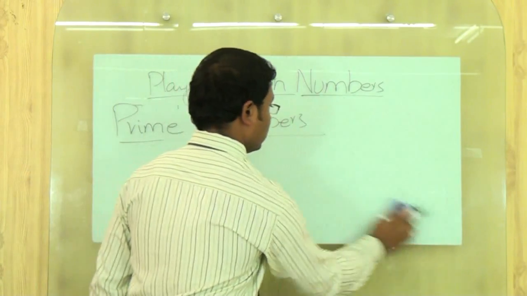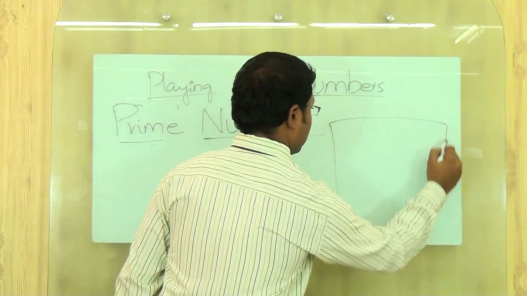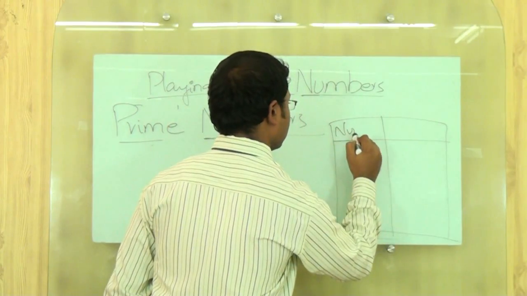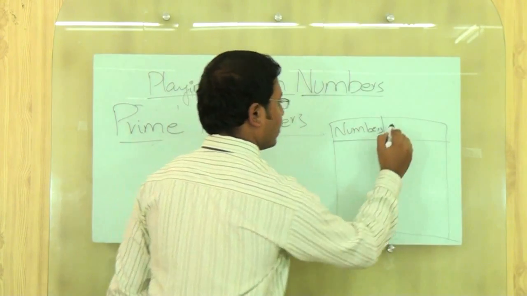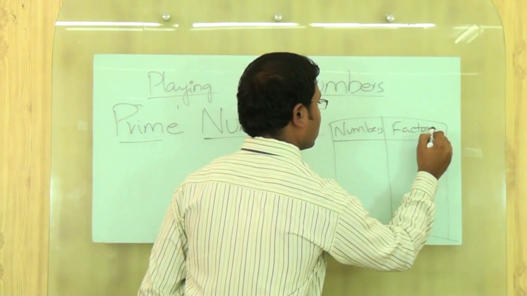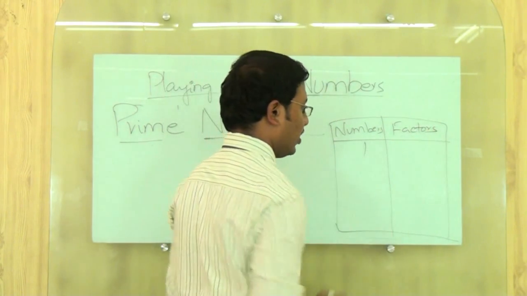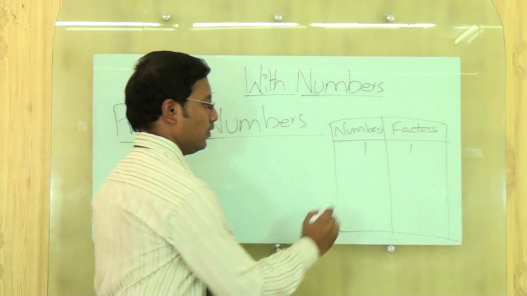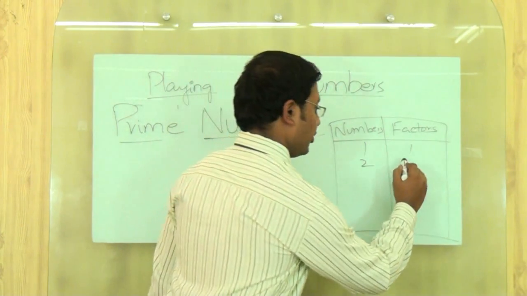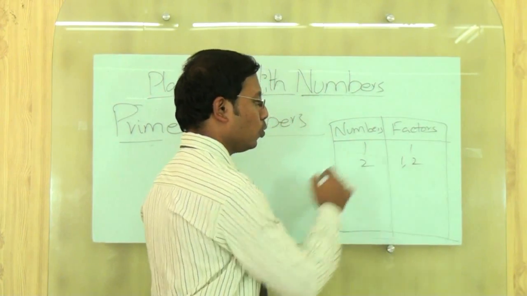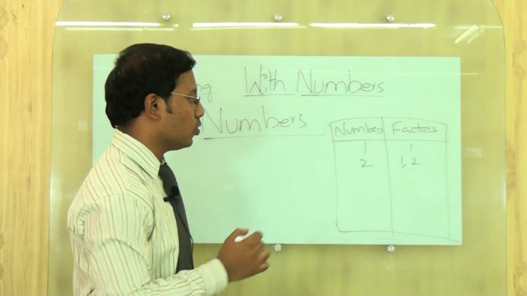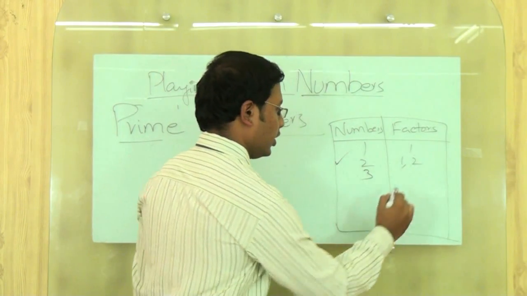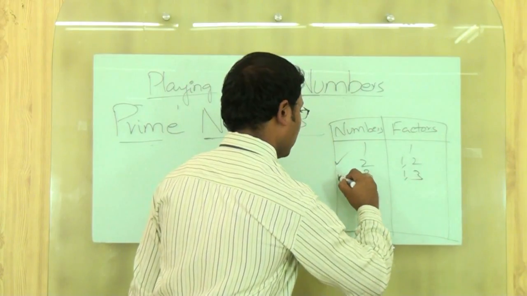Let us draw one table here. Numbers, factors. 1 has only one factor, that is 1 is exactly divisible by only one number, 1 itself. If you consider the number 2, it is divisible by 1 and 2. Since it has 2 factors, that is 1 and 2, it is called a prime number. Hence 2 is a prime number. Next, 3 is also exactly divisible by 1 and 3, so it is also called a prime number.